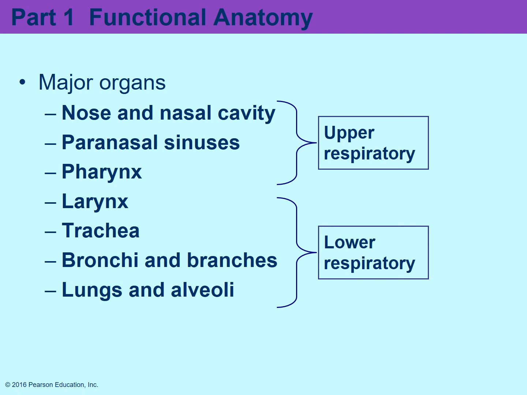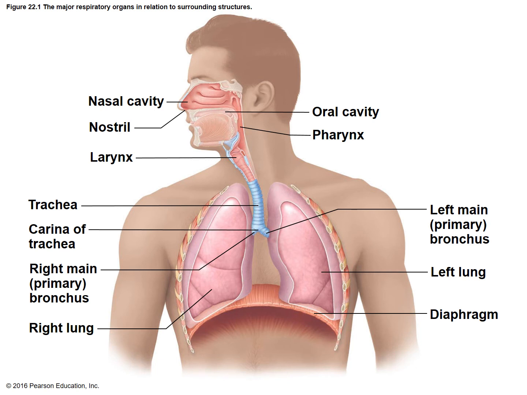When we look at the major organs involved with the respiratory system, we divide it into upper respiratory and lower respiratory. The upper respiratory system is comprised of the nose, the nasal cavity, your sinuses, and the pharynx. The lower respiratory is the larynx, the trachea, the bronchi and all the various branches, and the lungs. So up here is the upper respiratory system, and down here are the lower respiratory components.